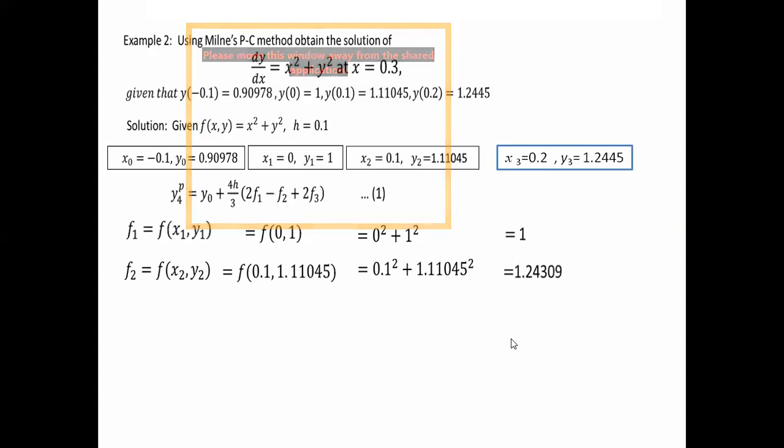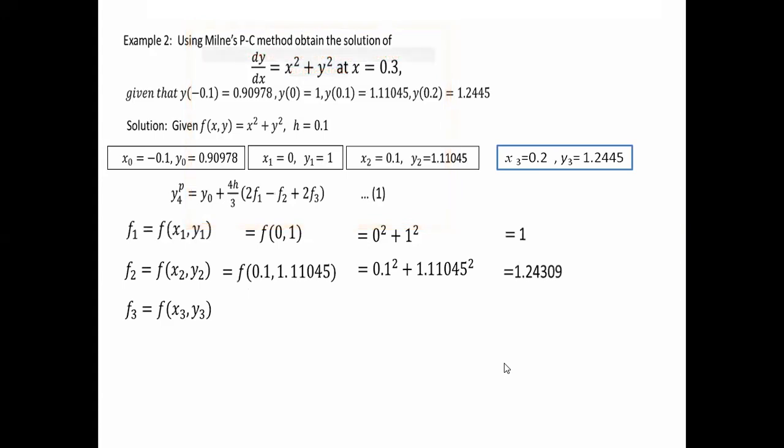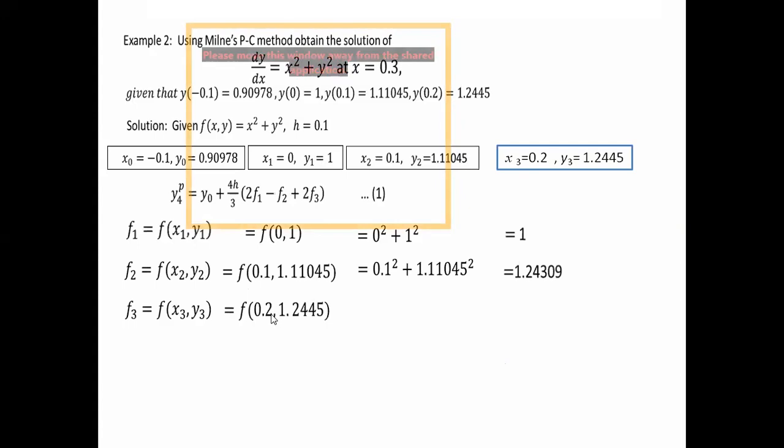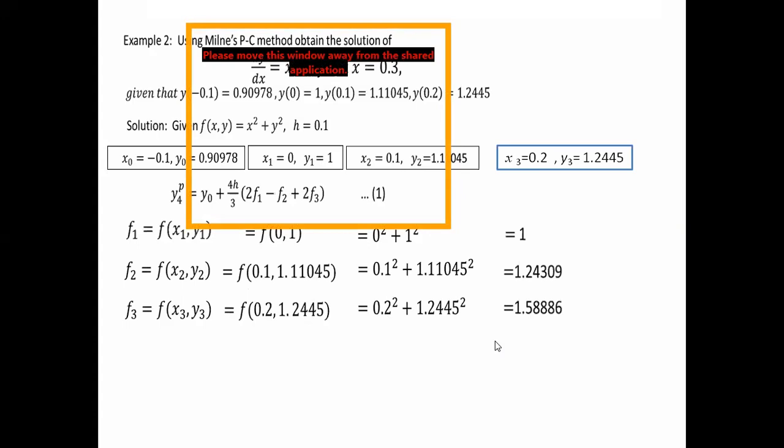It is 1.24309. Similarly, get f3. It is f of x3, y3. The values you may observe: x3 is 0.2 and y3 is 1.2445. The relation is x square plus y square. Square and add it. It gives 1.5886. We also calculate and check this answer.